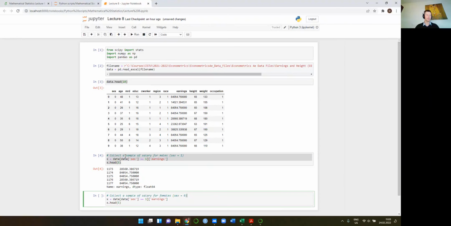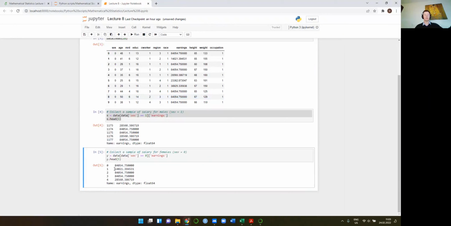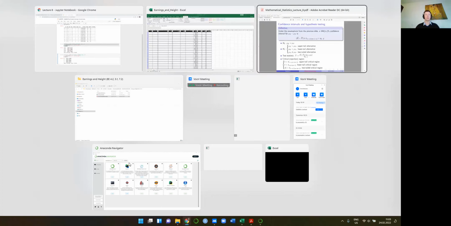So the variable sex equals 0, so we call this y, and here I change this to 0. Okay, so we have extracted everything here. Nice. So now we have two samples. I'm not discussing normality or randomness of this sample, because this is the data. I don't know how this data was collected, but let's trust that it was collected randomly.